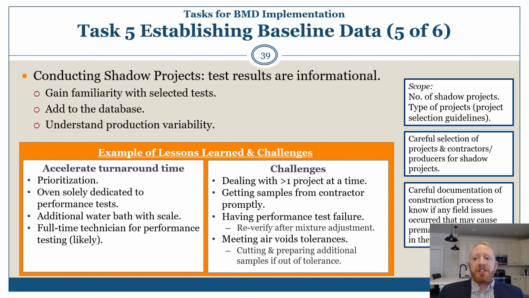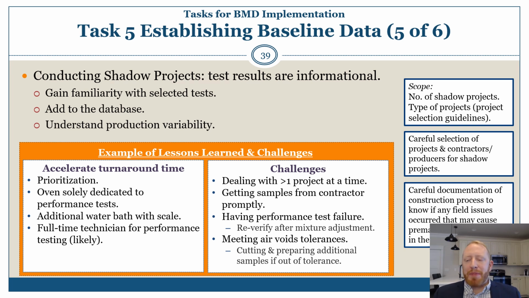Conducting shadow projects is a big part of task 5 beyond benchmarking, and this is when you bring it out into the field. These shadow projects are when you do projects where the test results are purely informational. It's to gain familiarity with the selected tests, add to your benchmarking database, but a big thing that you have to do here is understand production variability. If part of your goals and scope are to bring this to production, this is necessary, all right?